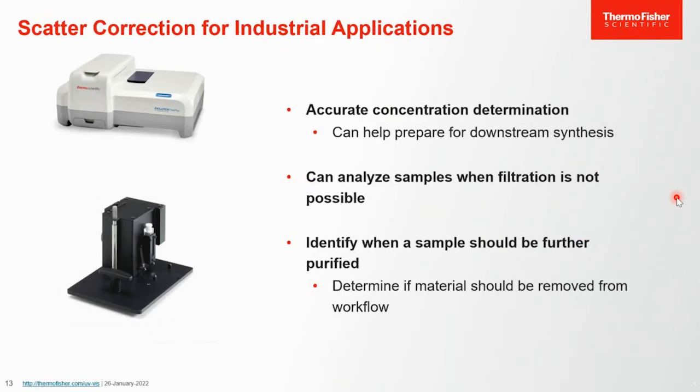Now, this correction process, be it for samples with low concentration or high concentration of aggregates, is fairly useful, especially for industries in which you need an accurate concentration for your measurements and can help you prepare for downstream synthesis. It's also particularly useful when analyzing samples in which filtration may not be possible, or samples in which there is a matrix that involves some particle that can scatter light, and you still need to determine the concentration.